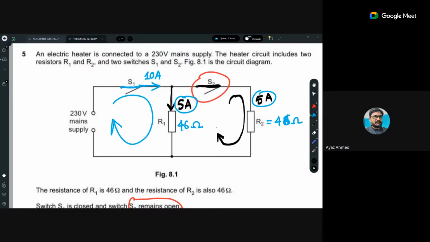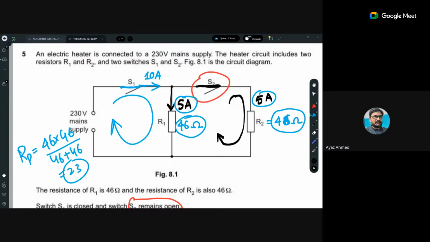46 is here and 46 is here, so these two are in parallel. Resistance in parallel can be calculated as 46 into 46 divided by 46 plus 46 simply. So it would give you 23 only, right? Or in simple words, the resistance of one resistor is 46 and there are two resistors overall, so your answer would be 23. So that is the total resistance in parallel combination.